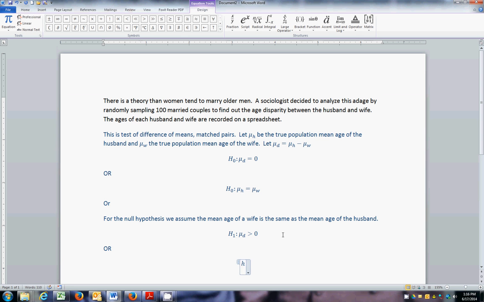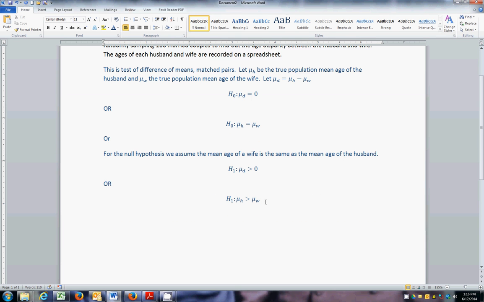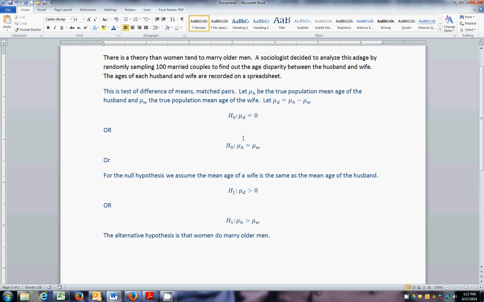Just another way of writing out our alternative hypothesis is that the mean age of the husband is greater than the mean age of the wife. Subtract the mean age of the wife from both sides, and we get that this is greater than 0. So the alternative hypothesis is that women do marry older men. And there we have our null hypothesis written in two different ways, in mathematical notation and in English, and our alternative hypothesis written in two different ways, in mathematical notation and in direct English.